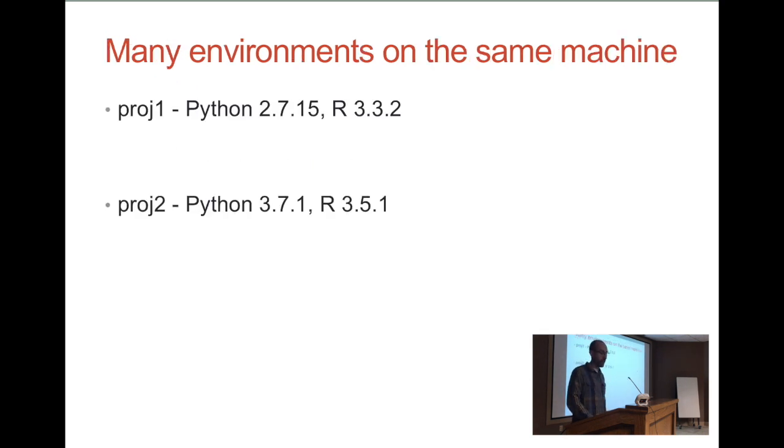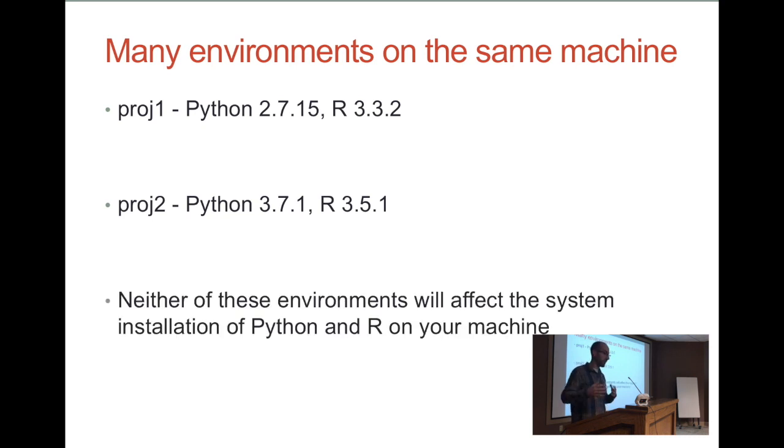Just an illustration, you could have older versions of Python and R, and then the bleeding edge, and none of these are going to affect your system level Python and R. So if you have software on your computer that relies on the system installed Python, or system installed R, much less likely, all these different environments are not going to mess up any of that software because it's all isolated.